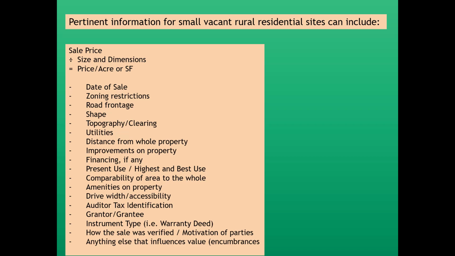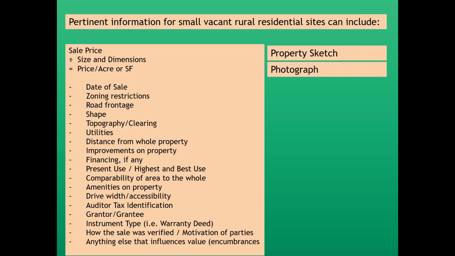accessibility, auditor tax identification, who the grantor is, who the grantee is, what was the instrument type that conveyed the property, and how the sale was verified, meaning did you talk to the buyer or the seller or someone else? And when you verified the sale, what was the motivation of the parties? Or anything else that influences value. Also, you would need a property sketch that would describe the comp, appropriate photographs of the comp, and a sales location map. Where is that comp at in comparison to where the whole property is at?